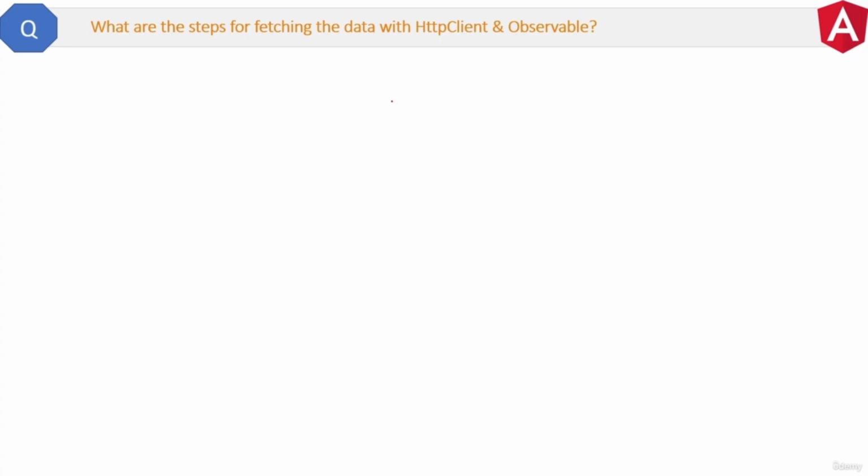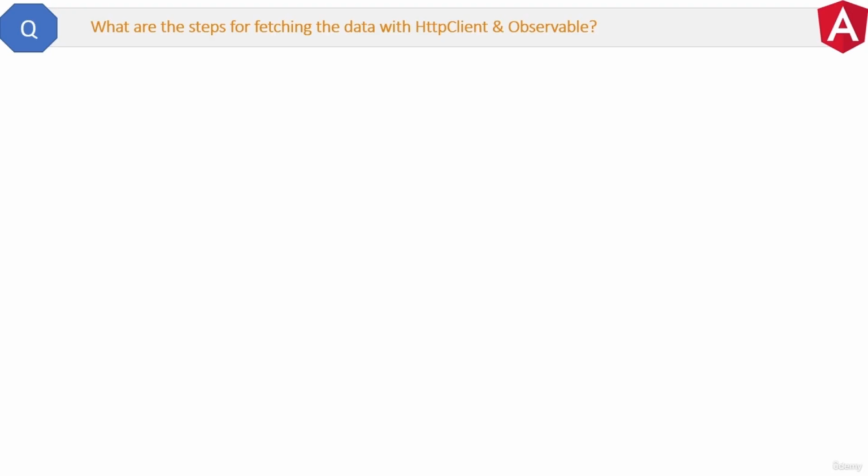What are the steps for fetching the data with HttpClient and observable? Now this is a very practical question. In 90% of projects, we will implement observable like this only. In this question, we will also use dependency injection, the ngFor directive, interface and services along with HttpClient and observable. So it will give you a sense of how all these things work together.